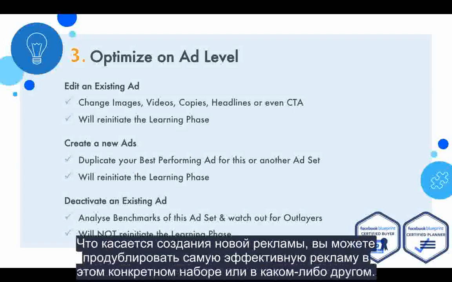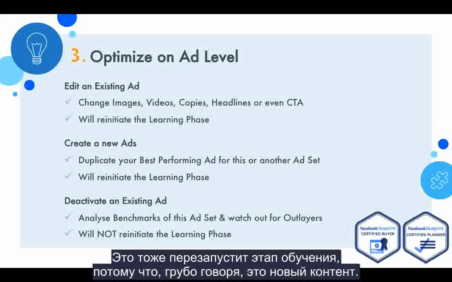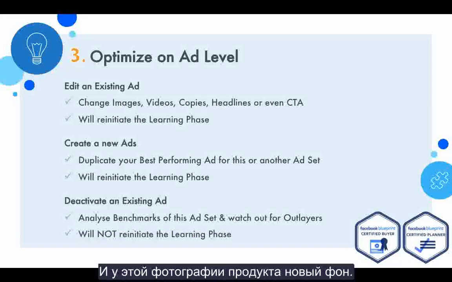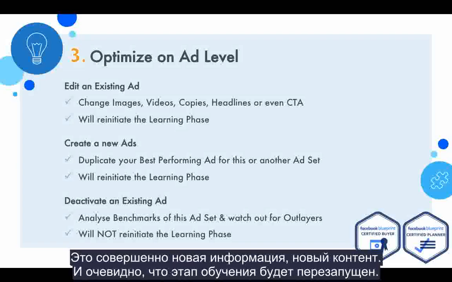Okay, creating a new ad. For example, you could duplicate your best performing ad in the same ad set, or you can also duplicate it into another ad set. This will also reinitiate the learning phase because it's basically new content. And imagine that in the example I just gave, I was showing a male picture, a man using my product, to a specific audience. Imagine that I'm now showing only the product in front of a new background. Well, this is a completely new learning, this is new content, and it therefore obviously reinitiates the learning phase.